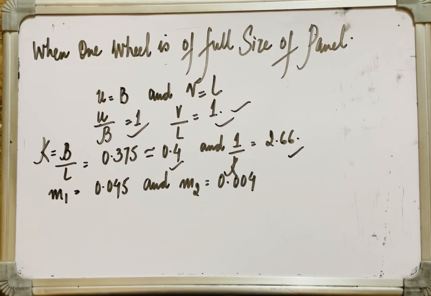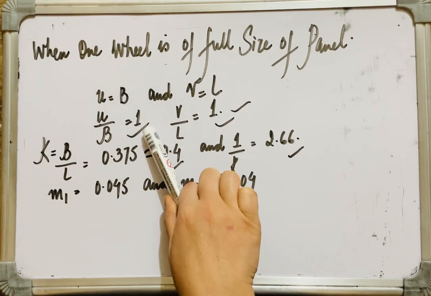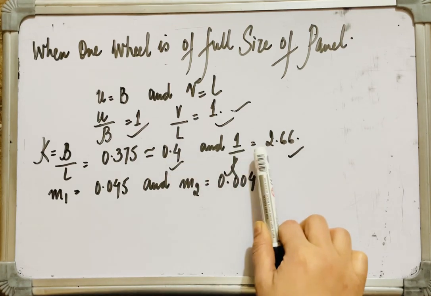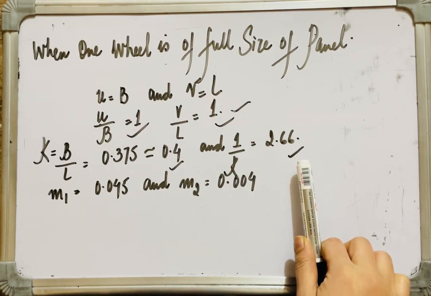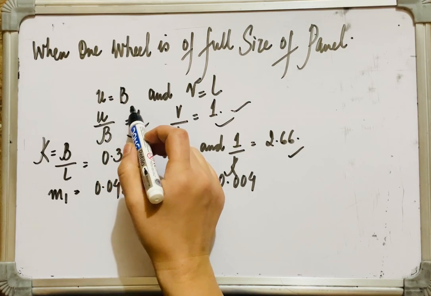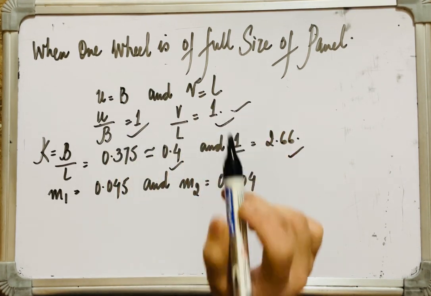All right. This time I'm using the M. Peters curves for the ratios. U by B is equal to 1, V by L is equal to 1, and K is equal to 0.4, and this thing 1 by K is equal to 2.66. उसके हिसाब से कर्व से मेरे मोमेंट कोफिशिएंट्स का वैल्यू आता है M1 is equal to 0.045 and M2 is equal to 0.004. ये तब हुआ जब मैंने बोला कि when one wheel is of the full size of the panel, तब U B के बराबर आ गया और V L के बराबर, और ये रेशियोज दोनों यूनिटी आ गए.